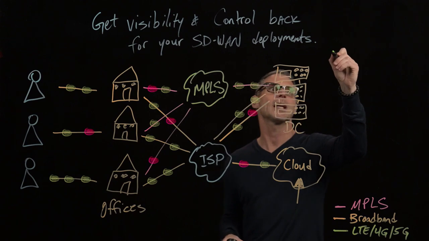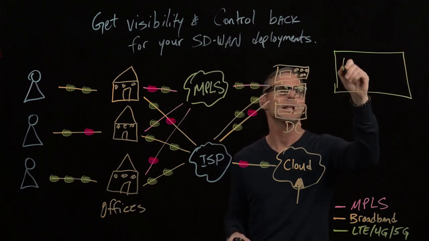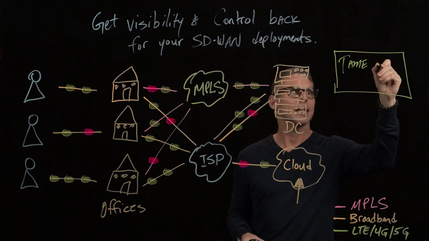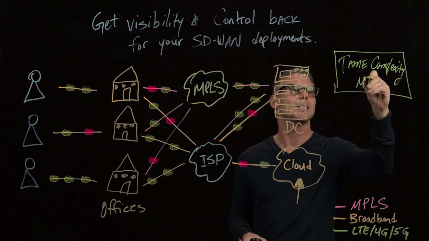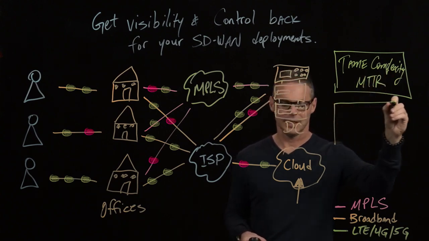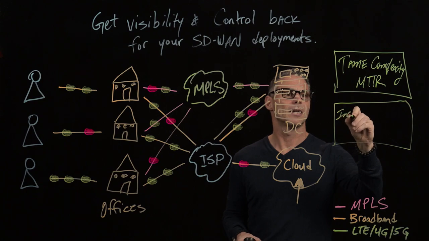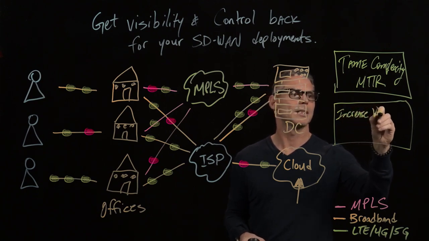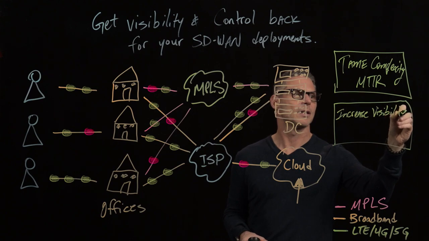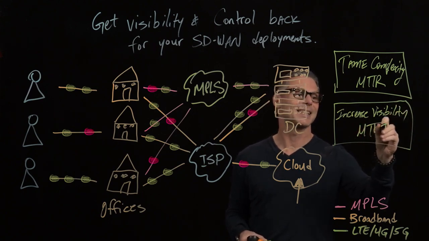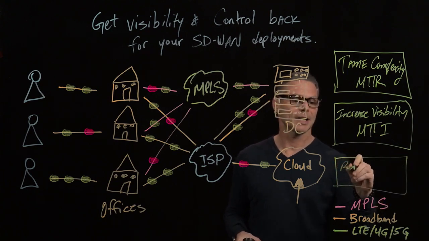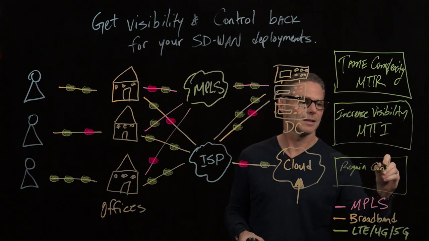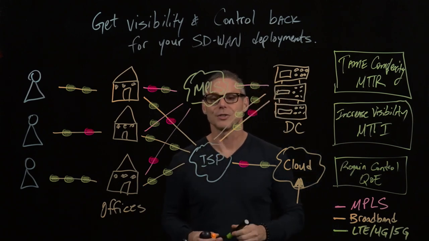And what does that do for you and your network operations teams? It helps you tame the complexity, which helps you improve your mean time to resolution. It helps you increase your visibility, which improves your mean time to innocence. And then finally, it helps you regain back that control, which helps you improve the quality of experience for your end users.